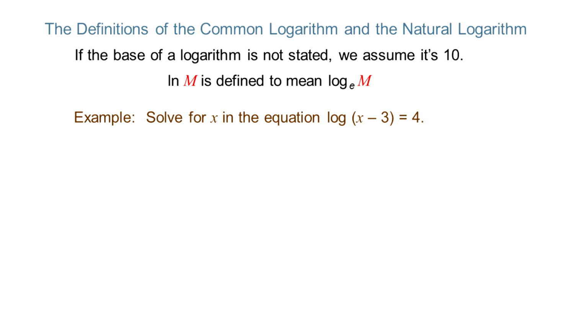We abbreviate the natural log by writing ln, and it means that we want to talk about the log with a base of e. You might find it helpful to go back and review my discussion of e in my video on exponential functions.